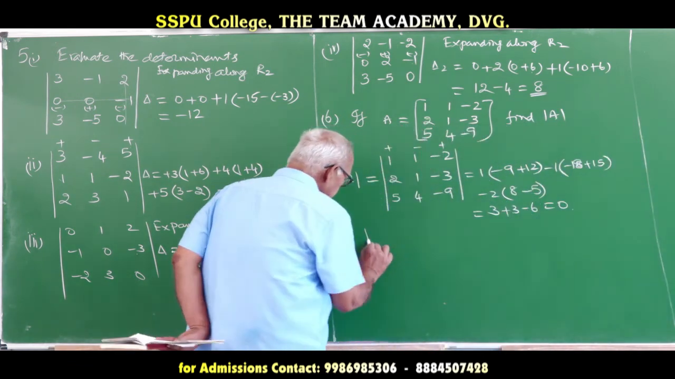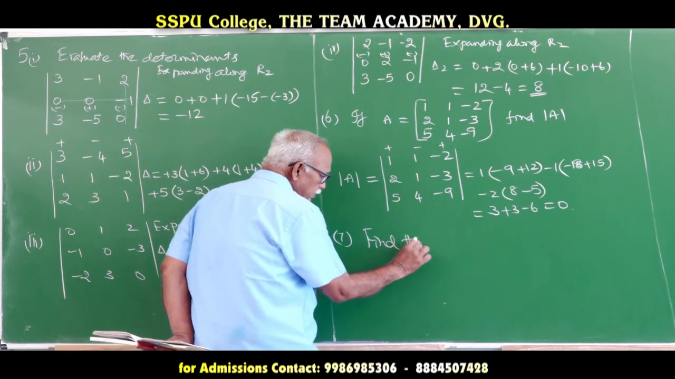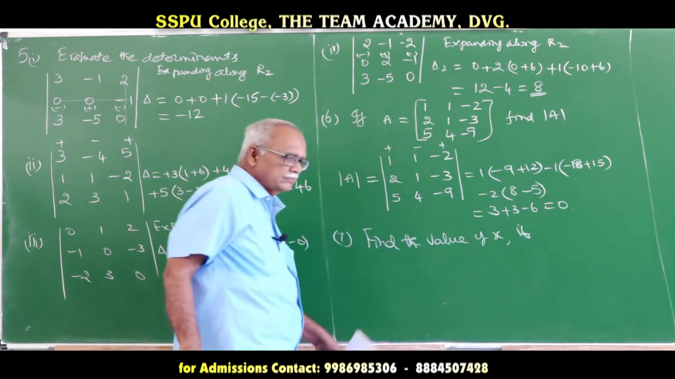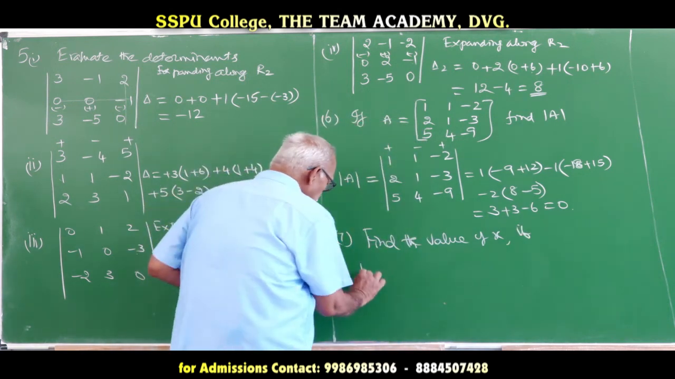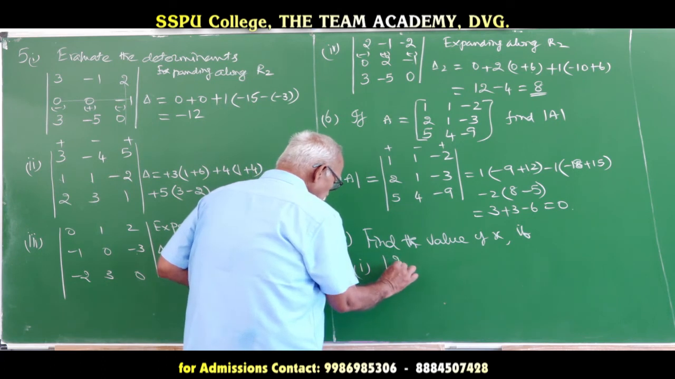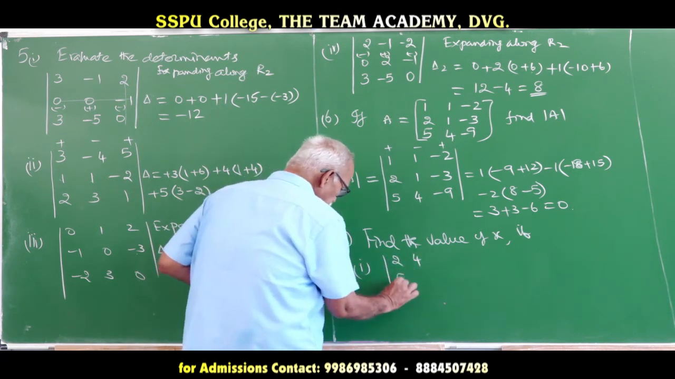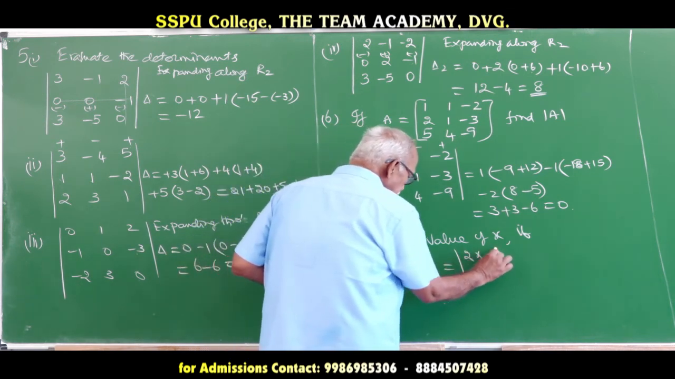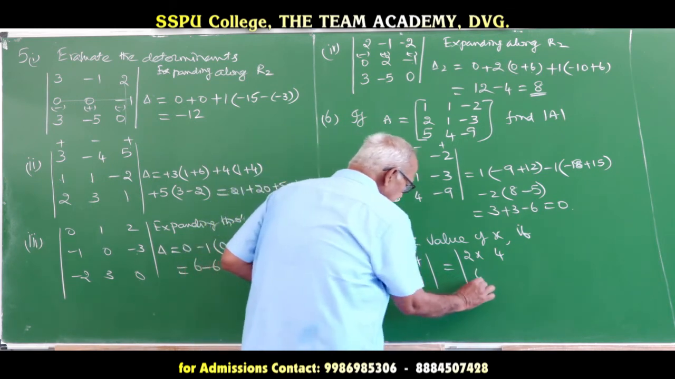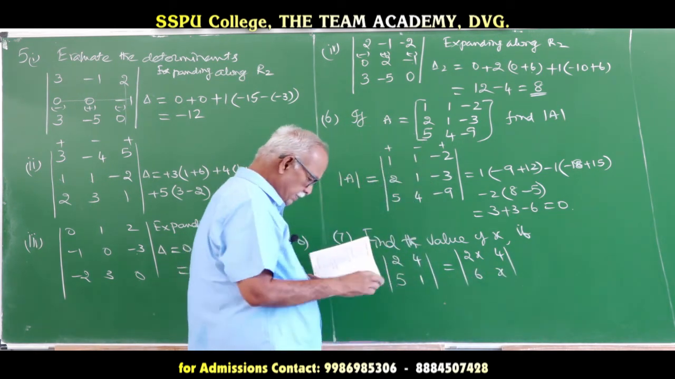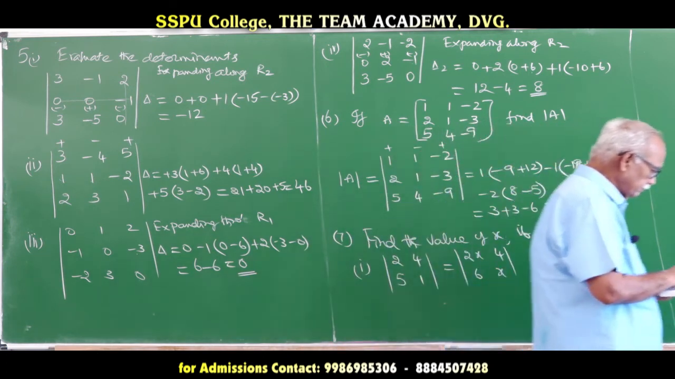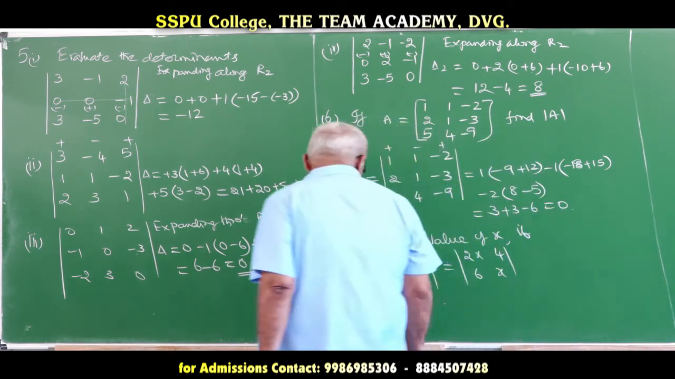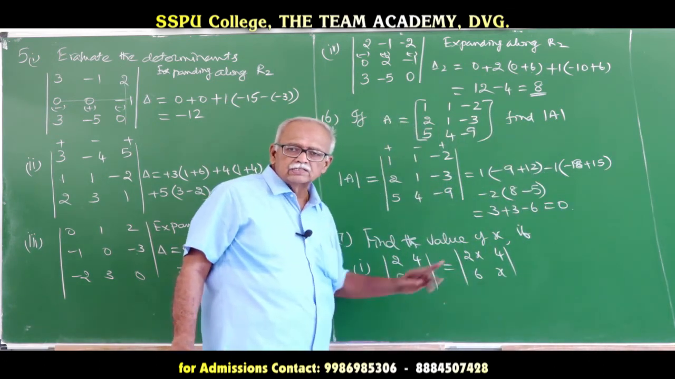Find the value of x if, first question, determinant 2, 4, 5, 1 is equal to determinant 2x, 4, 6, x. So, the unknown value x we have to calculate. LHS is one determinant, RHS is another determinant.